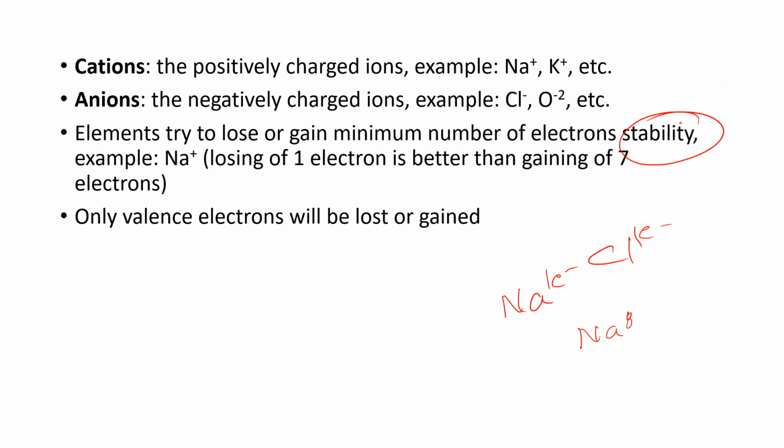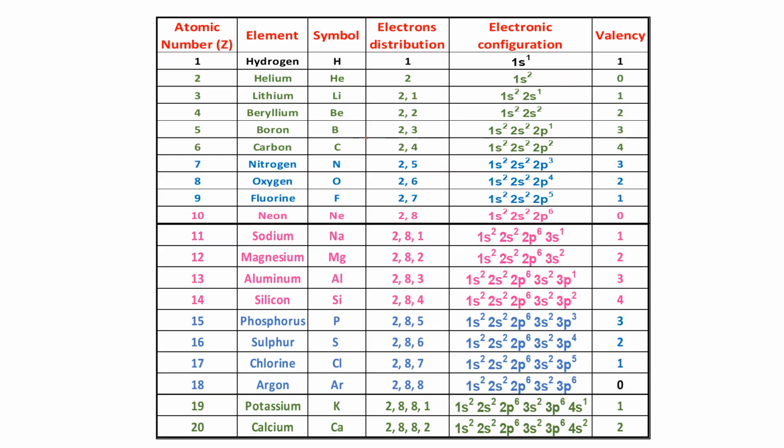The stability is nothing but the octet rule. They need 8 electrons in the outermost shell. For example, for Na plus, losing an electron is better than gaining 7 electrons. So only the valence electrons will be lost or gained in this topic. And this is the table.